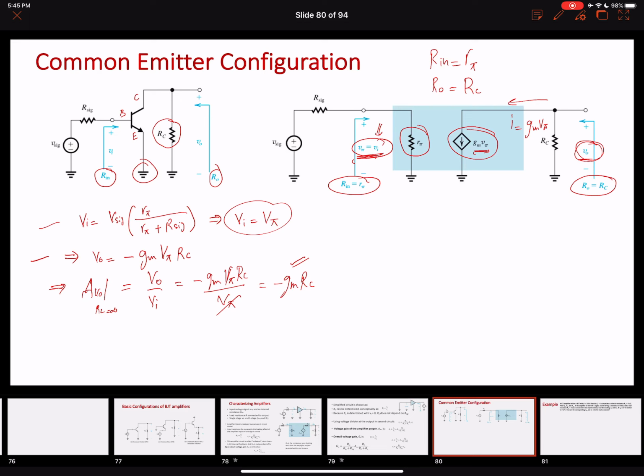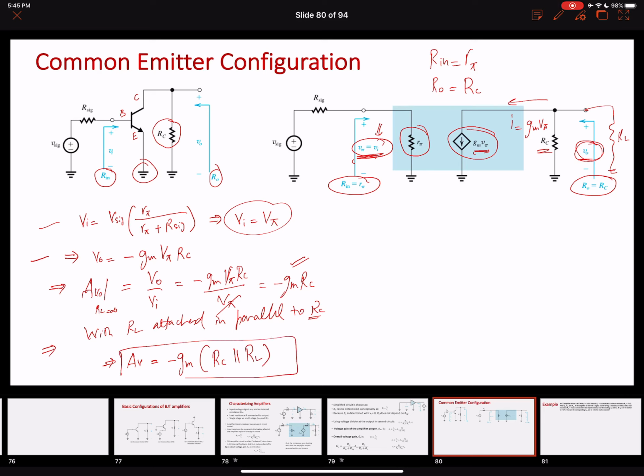Okay, now let's find the voltage gain with the load resistance RL attached. RL will be attached in parallel to RC, right? So it will be attached across this RC resistance. We're going to have this RL attached over here like this. When we have an RL attached, we will see that our voltage gain AV will now become minus GM. RC will appear in parallel to RL. So this is the voltage gain of an amplifier with the load resistance attached.